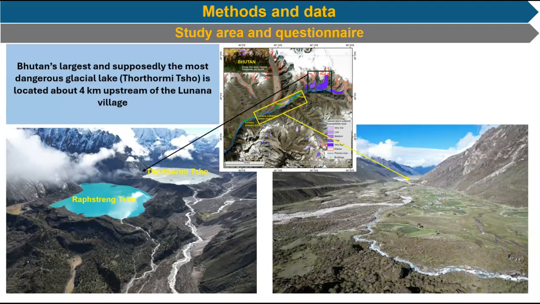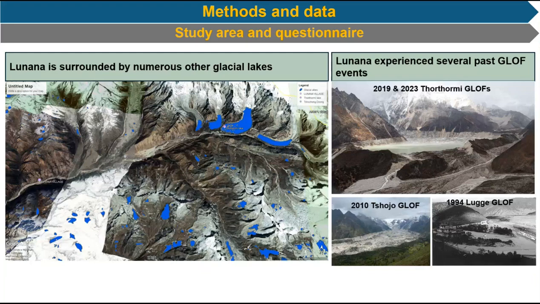This is the study area. Our study is focused in Lunana, which is one of the global glacial outburst risk hotspots. One important thing that motivated us to choose this area is that it has already experienced 4 instances of past GLOF events, and people are really living in fear of future GLOFs.